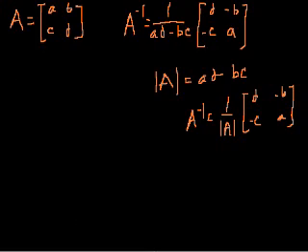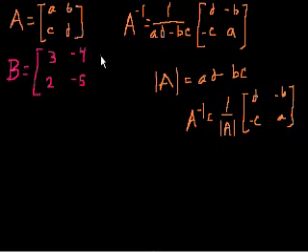So let's say that I have a matrix. Let's change letters, just so you know that it doesn't always have to be an A. Let's say I have a matrix B, and the matrix B is 3, minus 4, 2, minus 5. I'm just going to pick random numbers.